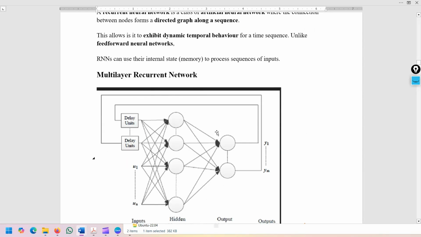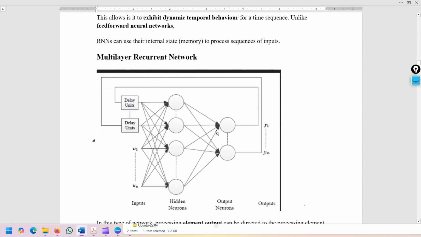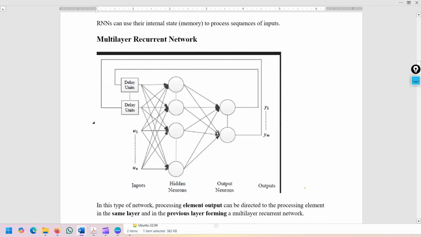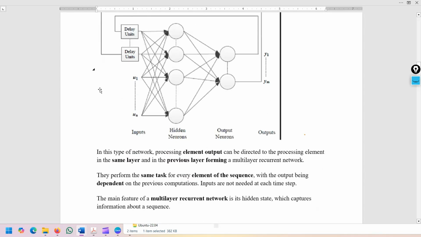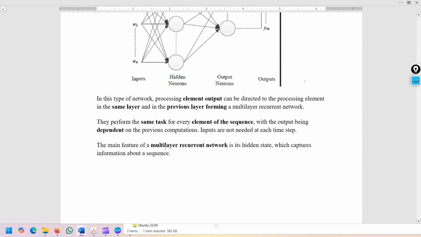After this, there is the multi-layer recurrent network. Here it is the same as before: there are inputs, hidden neurons, and output neurons, which produce the outputs. Based on the output, feedback is given to the input units, to check whether it can give the correct answer or not. This is the multi-layer recurrent neural network.